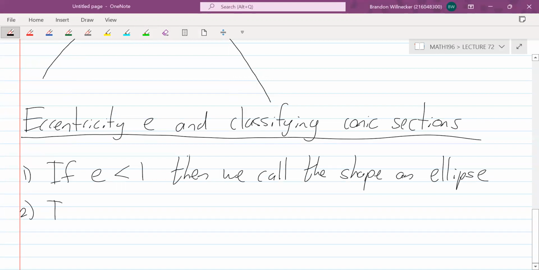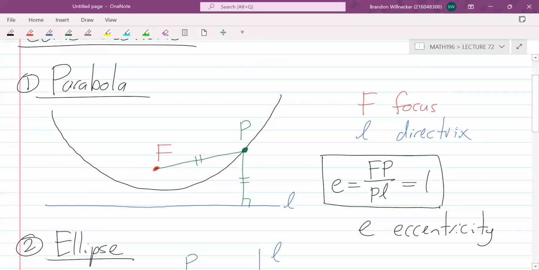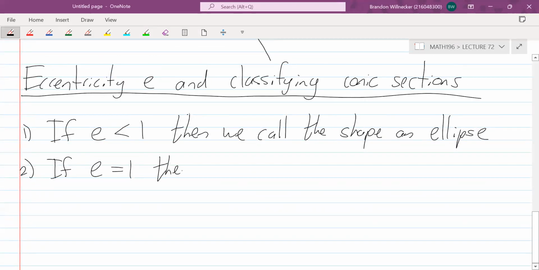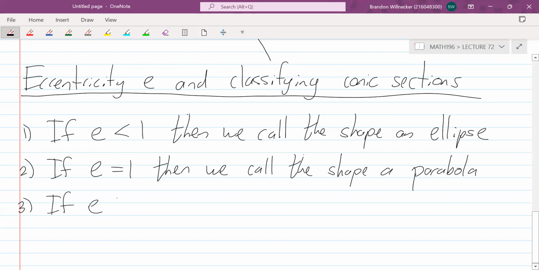Number 2, if E is equal to 1, so that's what we had in the first case, where those two distances are the same, then we call the shape a parabola. And number 3, if E is greater than 1, then we call the shape a hyperbola.